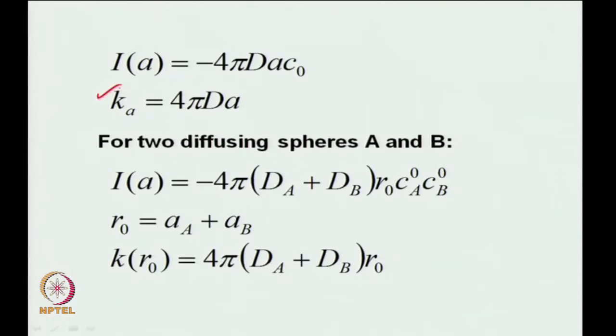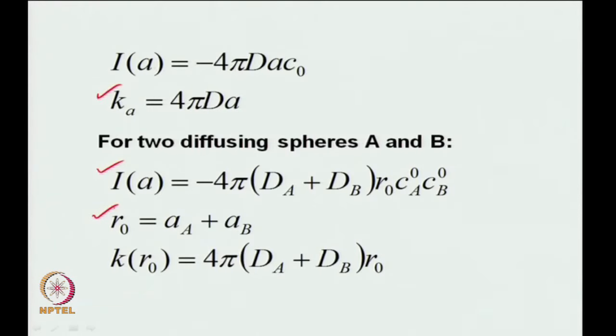Now, then we also said at the end of the class that for two diffusing species A and B, if both of these have reasonable radii and also they have their own diffusion coefficients, then the collision current can be expressed as this, where we are talking about relative motion, and in relative motion the diffusion coefficients get summed up. So, in this case also we are doing the same thing. The D is equal to D of A plus D of B. R0 is A of A plus A of B, that is the radius of sphere A plus the radius of sphere B.